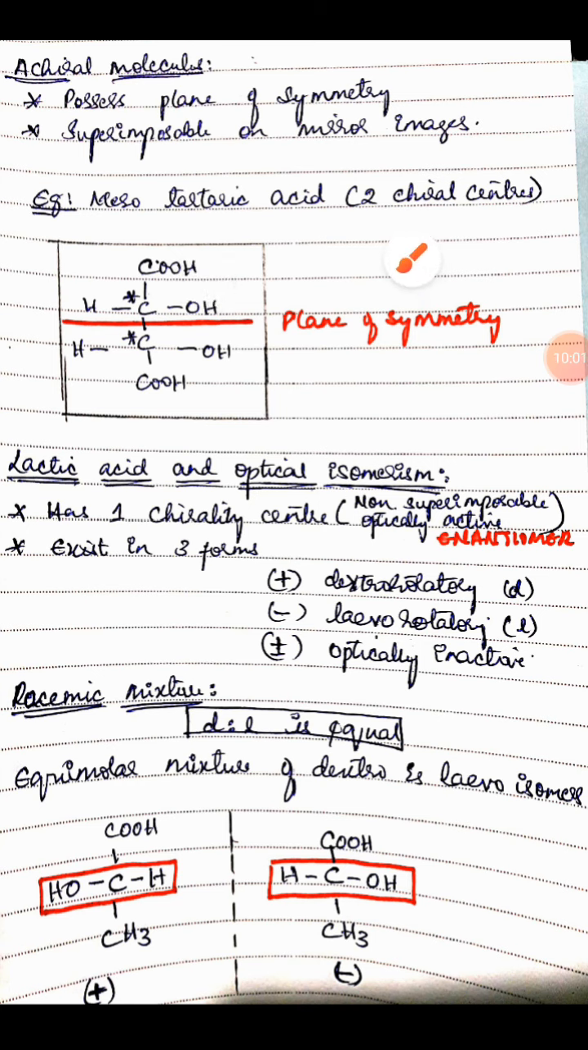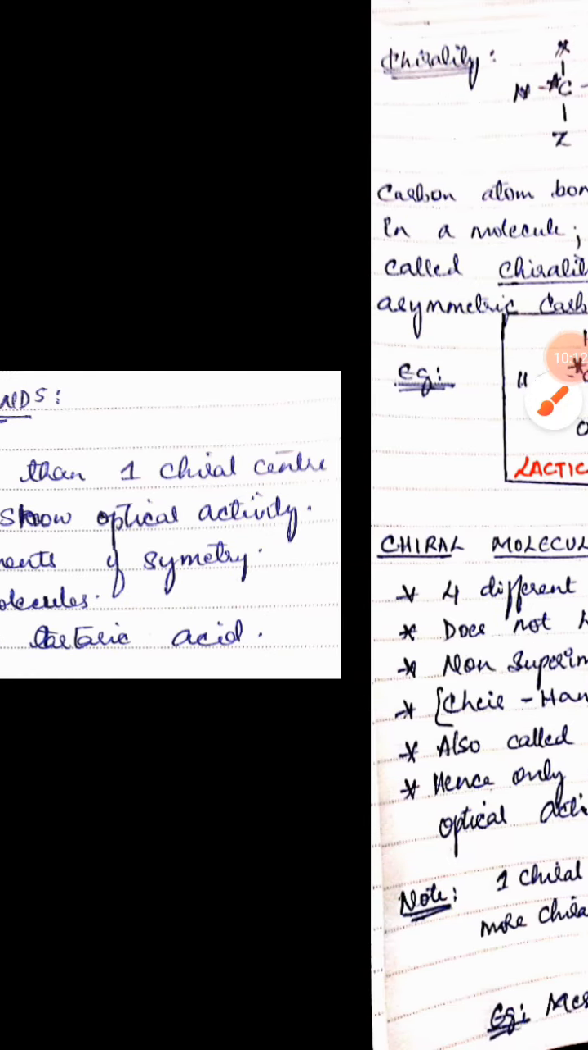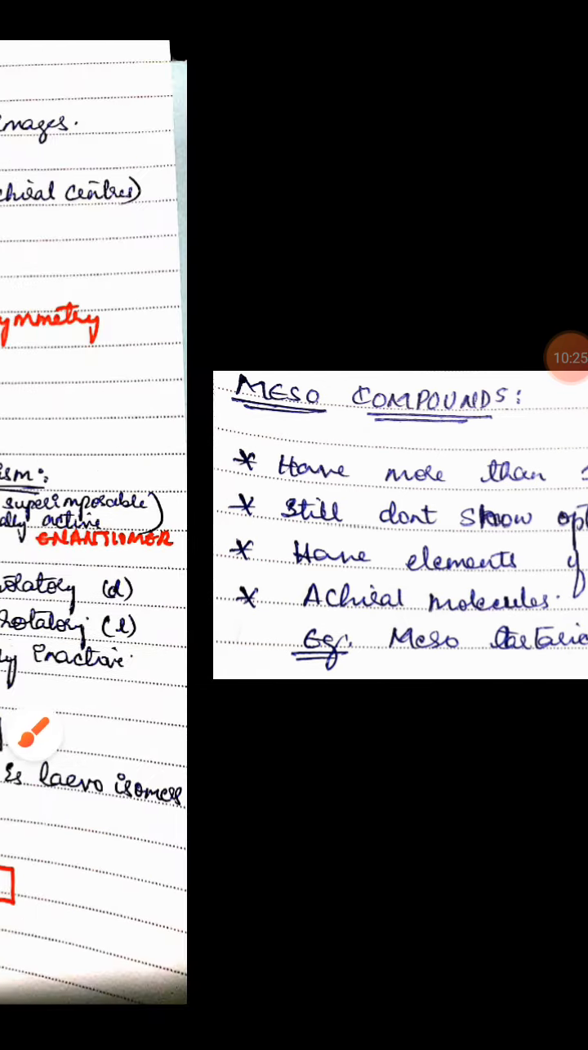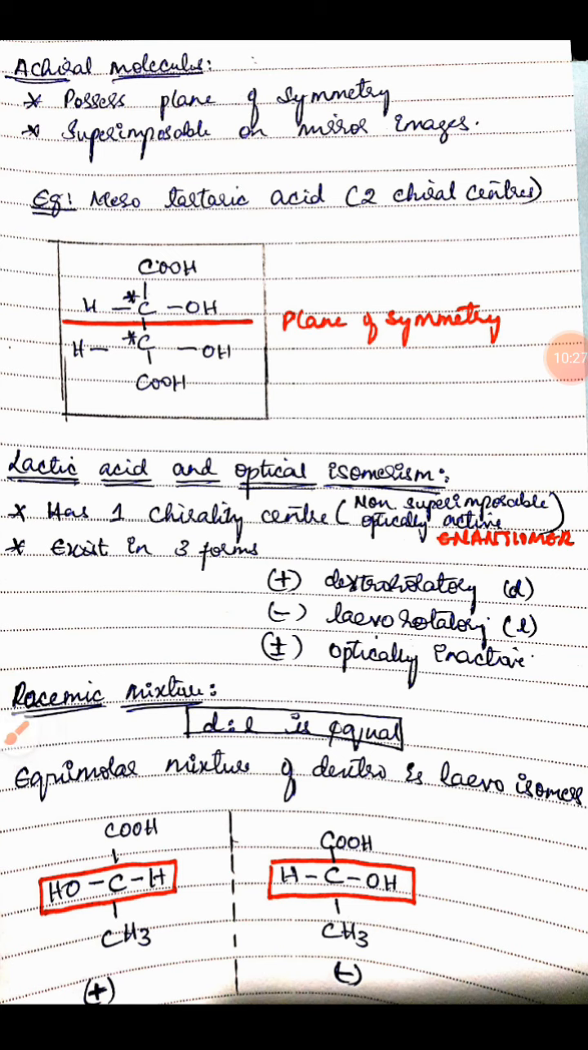So though it has two chiral centers, because it has a plane of symmetry, it is not an optically active compound. Hence Meso Tartaric acid is not an optically active compound. So they are meso compounds. What are meso compounds? They do have more than one chiral center. Still they don't show optical activity because they have elements of symmetry. They are achiral molecules.